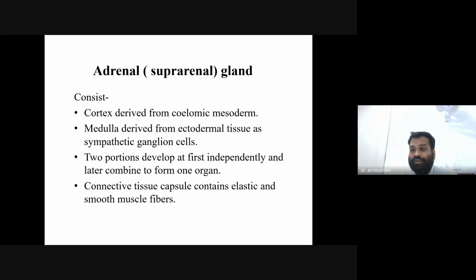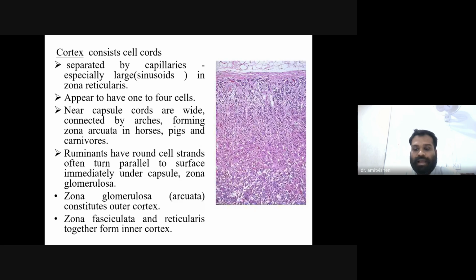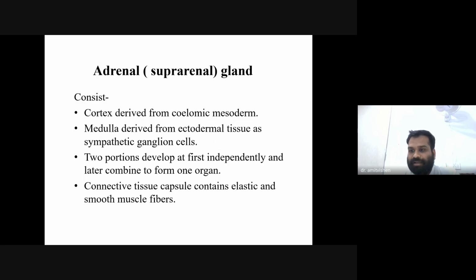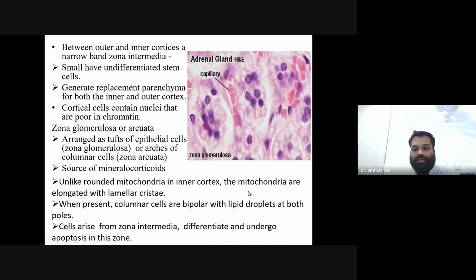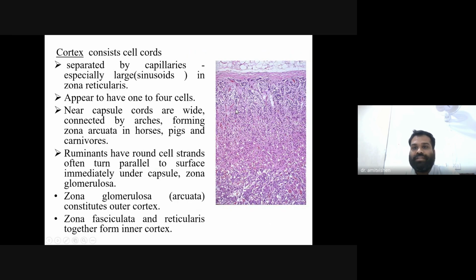And if I talk about its connective tissue capsule, it contains elastic and smooth muscle fibers. Most of the time, you will see elastic fibers in the adrenal gland capsule. And in case of pituitary gland, we heard that in the capsule, mostly collagen fibers were present, but in the adrenal gland capsule, elastic fibers dominate. So you can see this is the histology of the adrenal gland.